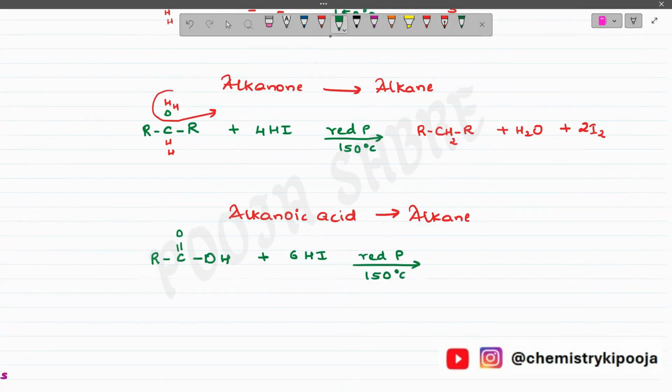So basically, there is reduction taking place. How will the reduction take place? Again, the same way, I'm going to add hydrogen across the double bond: hydrogen, hydrogen, then one more hydrogen, hydrogen. Both the bonds will break. And if both the bonds are breaking, it will be removed in the form of water. And then the major product will be RCH2OH.